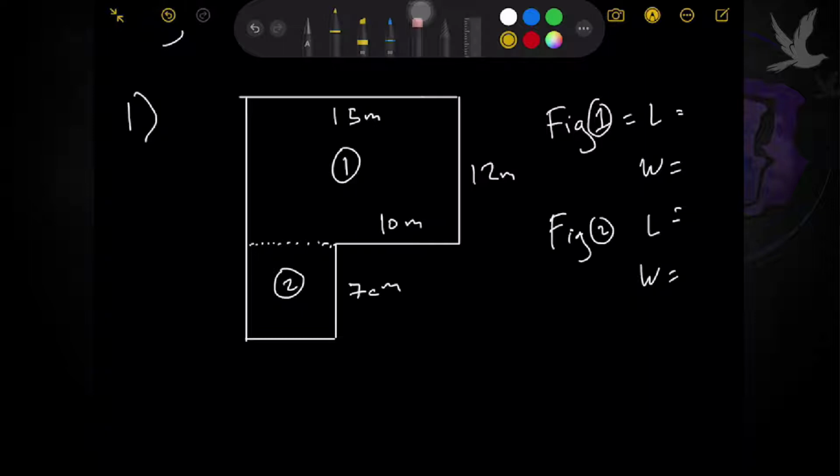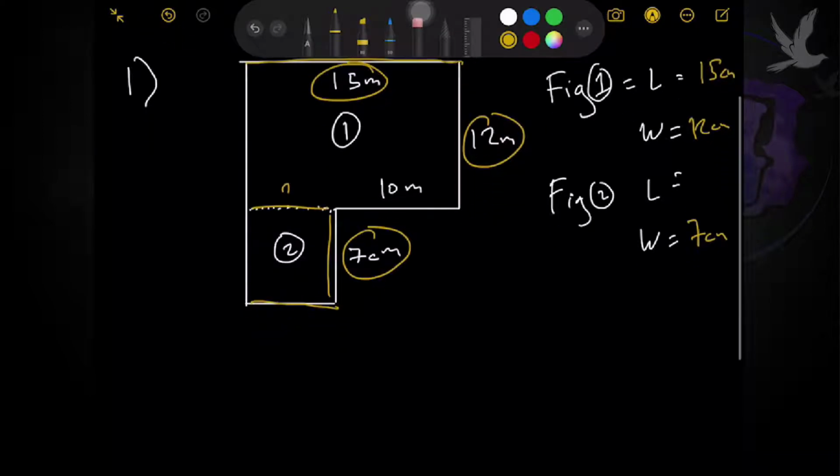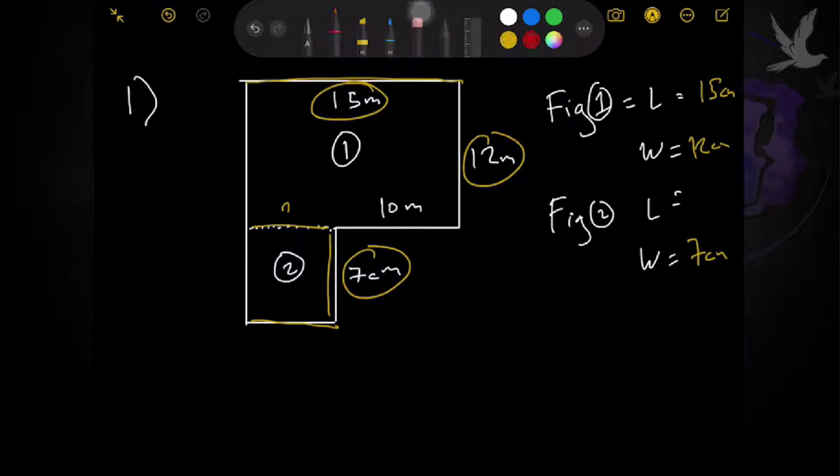So if you notice, for our figure 1, we have our length, which is equivalent to 15, and we have our width, which is equivalent to 12 centimeters. And for figure 2, if mapapansin ninyo, we don't have our length. Missing yan. But we have our width over here, which is 7 centimeters. So, paano natin kukunin yung length? Okay, so we can make use of this as our clue.